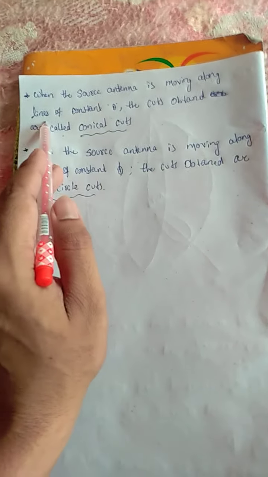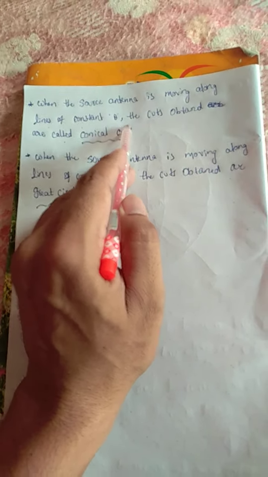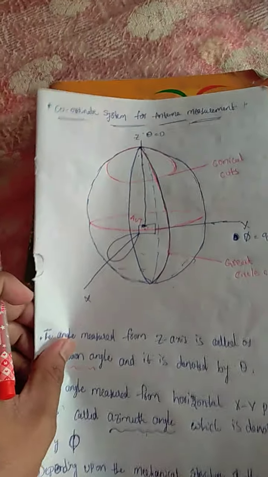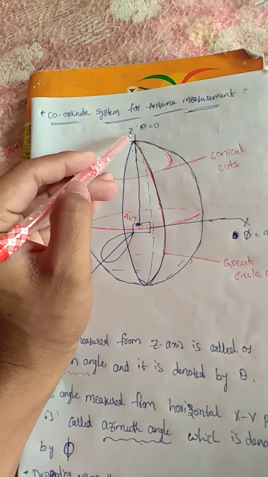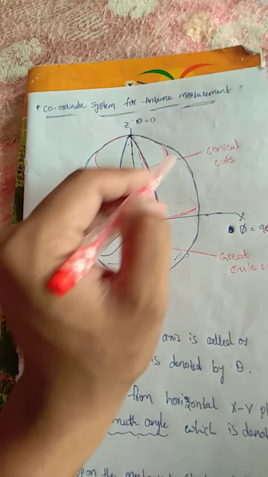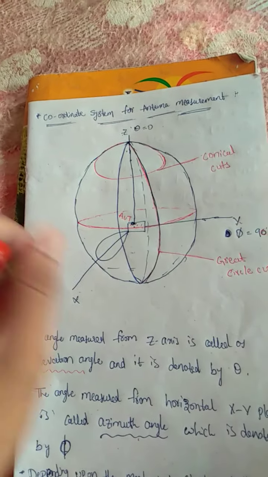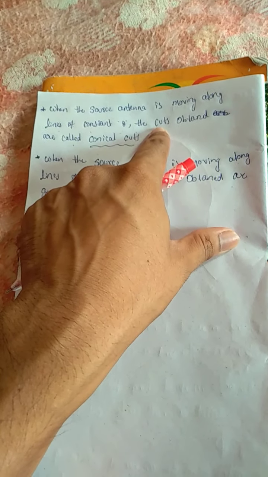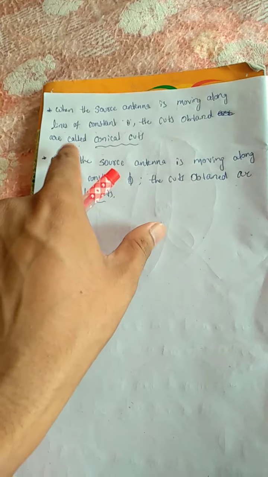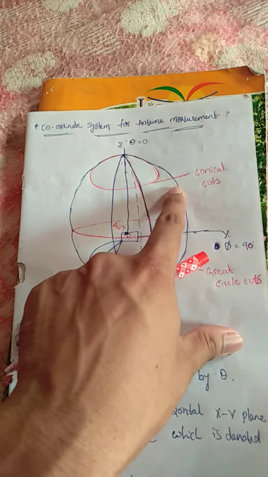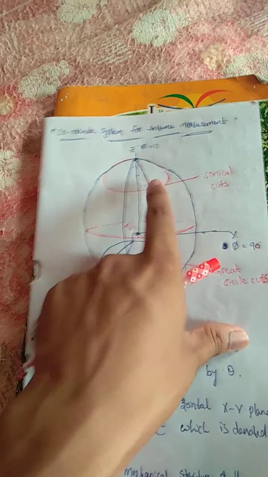When the source antenna is moving along the lines of constant theta, the cuts obtained are called conical cuts. For constant theta, the theta can be represented at the z-axis side. This conical circle is also defined at the z-axis side. When the signals cut this particular conical circle, the signal cut is what we call a conical cut.